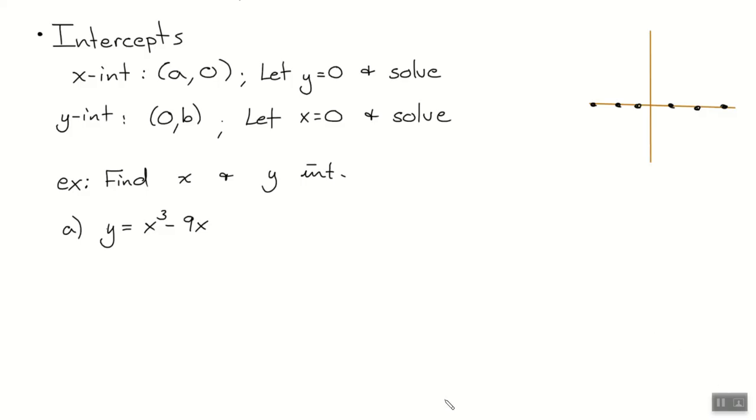So here we go. Which intercept are we finding first, Addison? I have no preference. There's not a right or wrong. Because we need to find, just kidding.